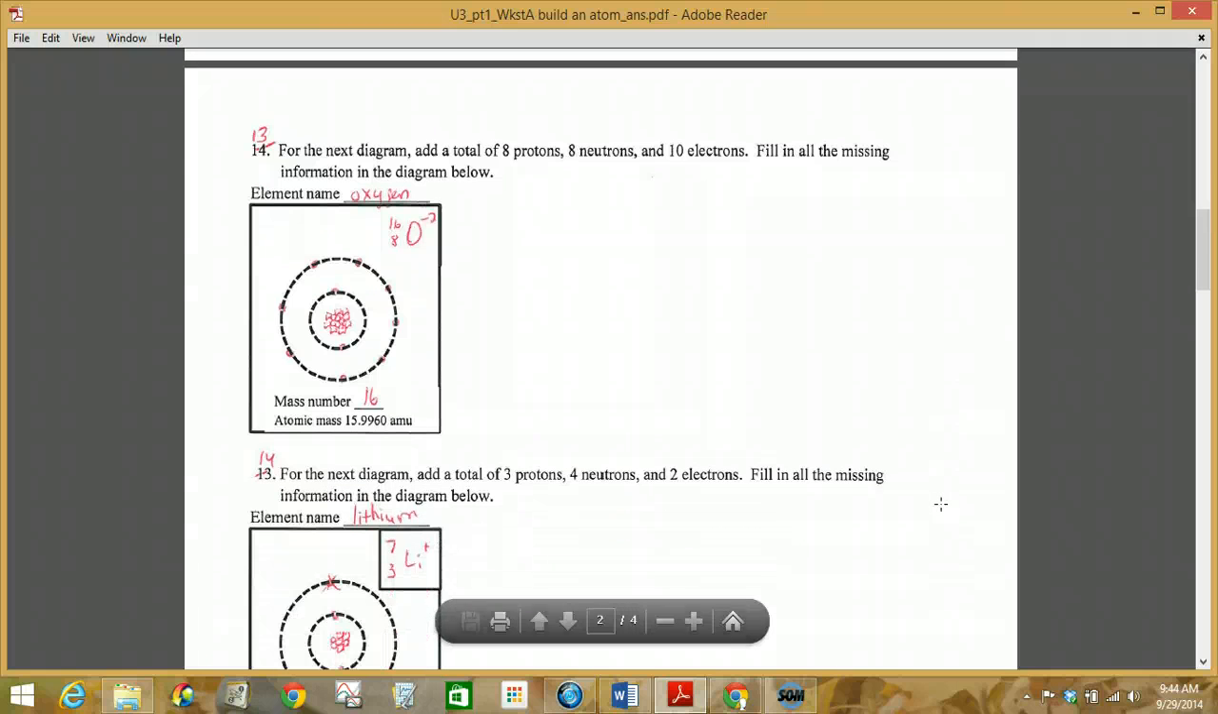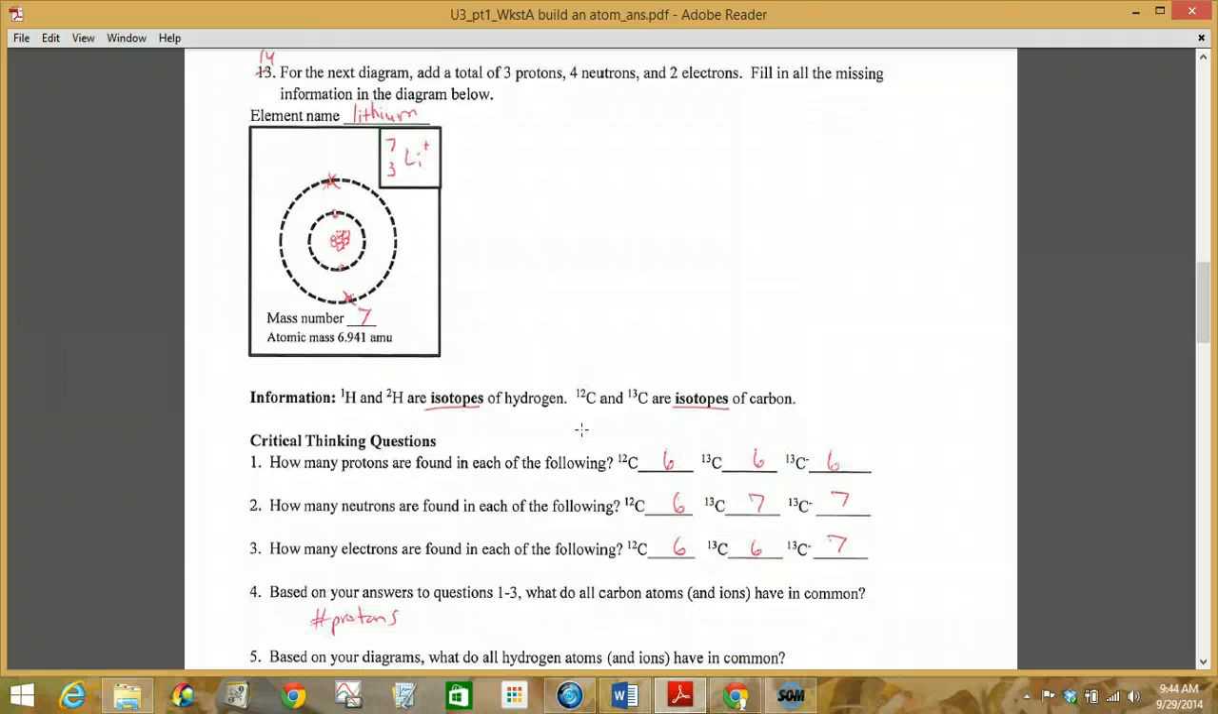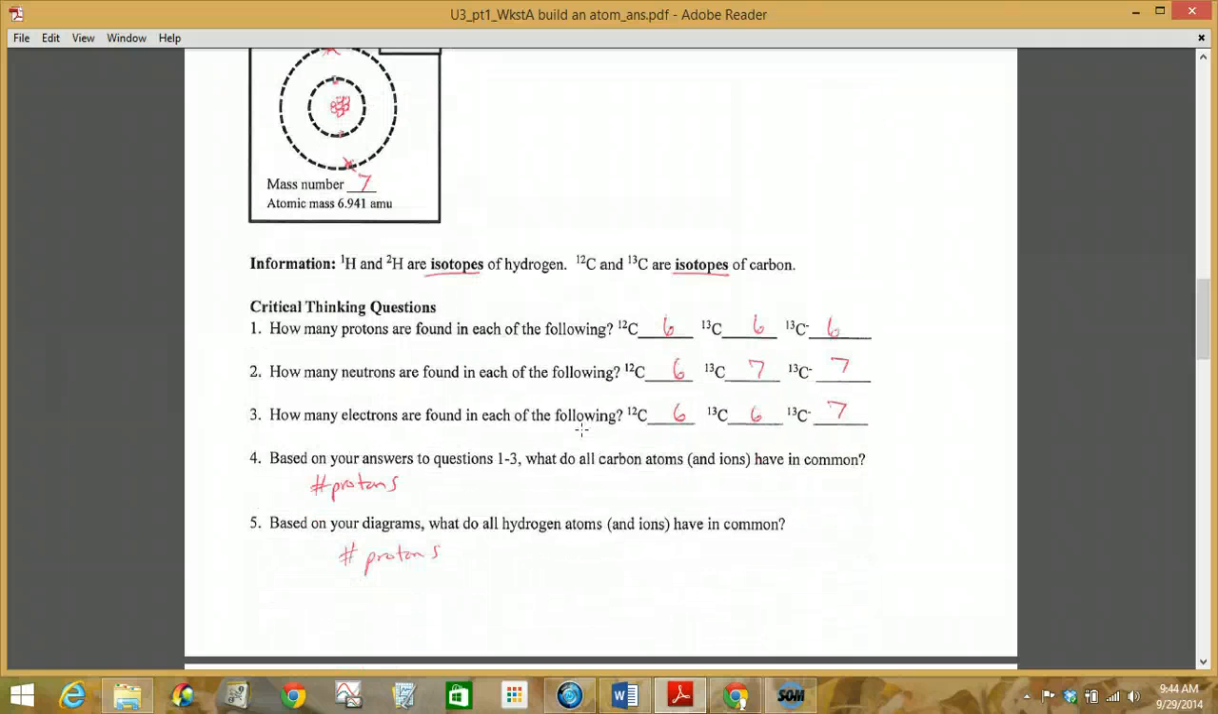So here's what you should have for oxygen, and notice that the 10 electrons gives the -2 charge. Here for lithium, notice I wrote that with just the plus sign instead of a +1, as I mentioned before. And let's take a look at then our critical thinking question.